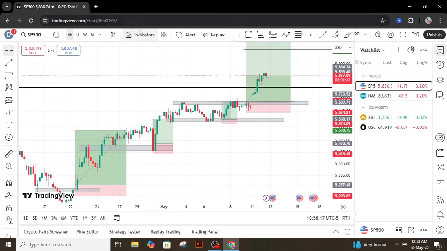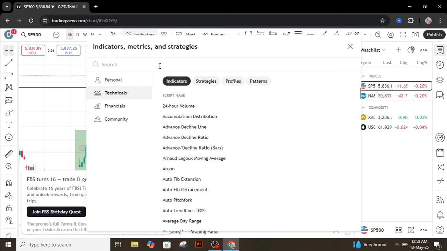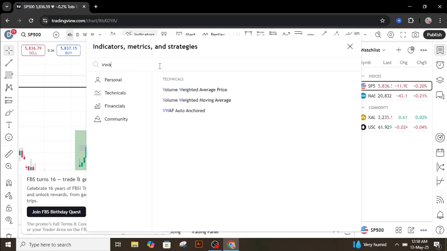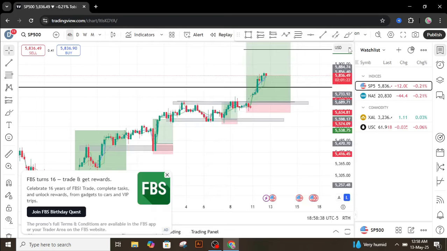So you come to indicator, just click on indicator and type VWAP. Yeah, like this, VWAP. So when you type VWAP, you pick this one that is above here, this one called volume weighted average price, this particular one. Click on it and then you get it on your chart.